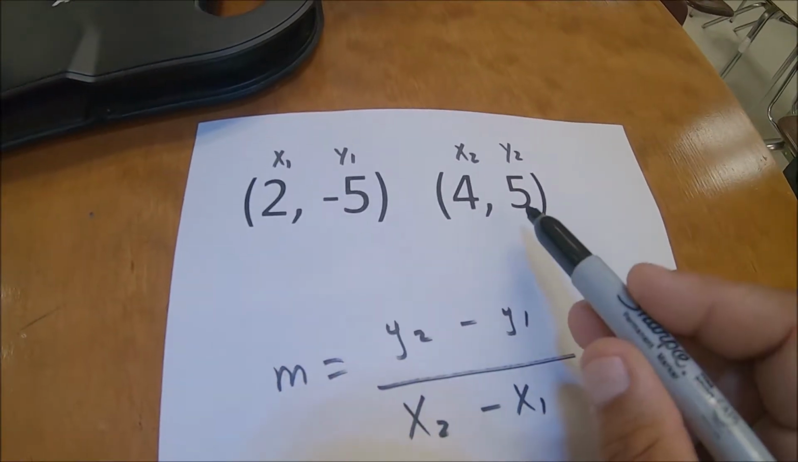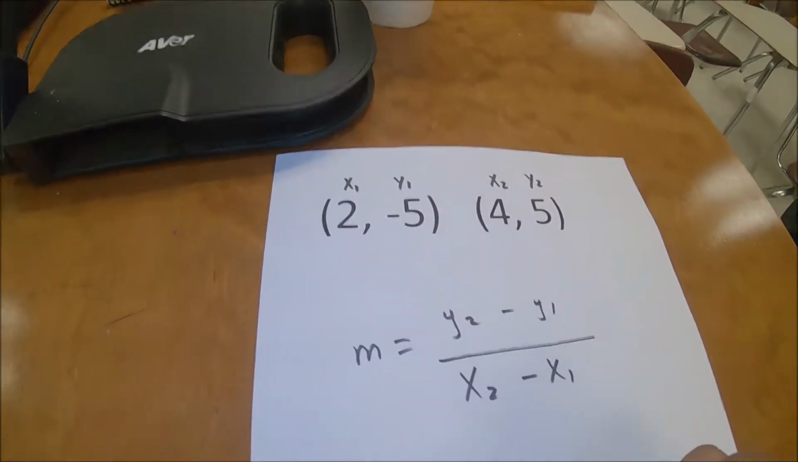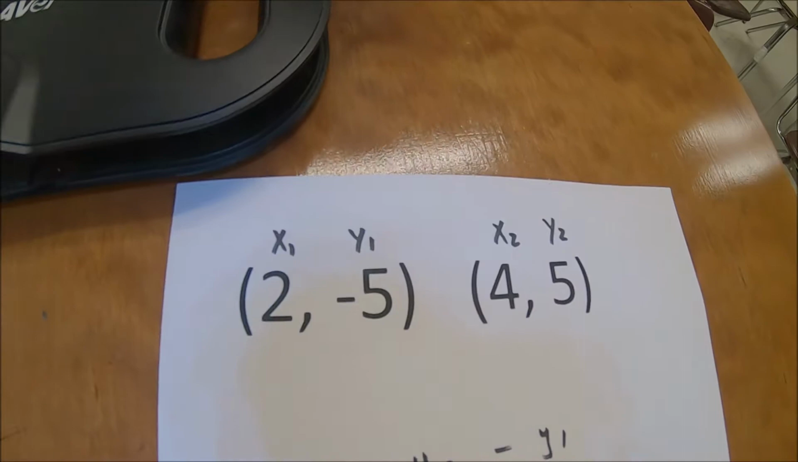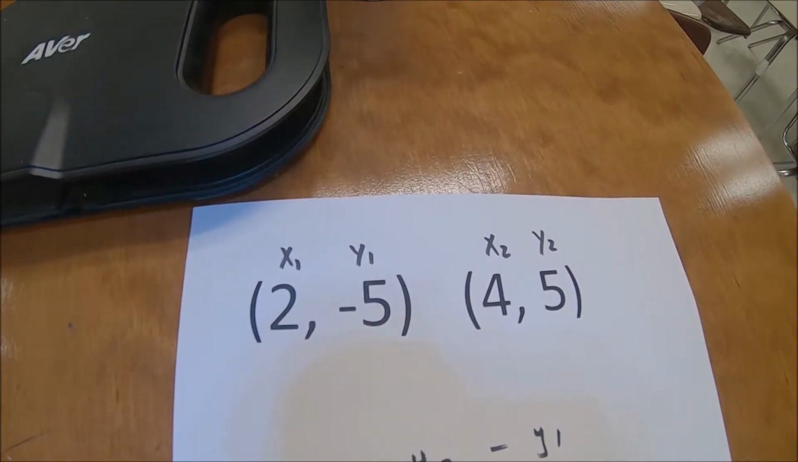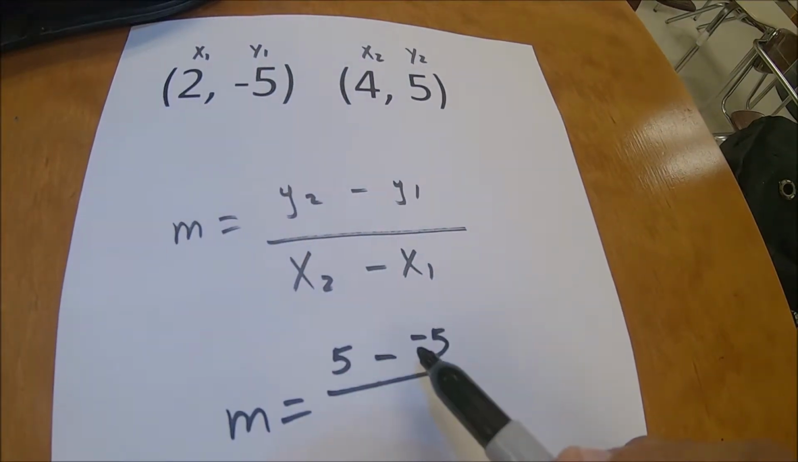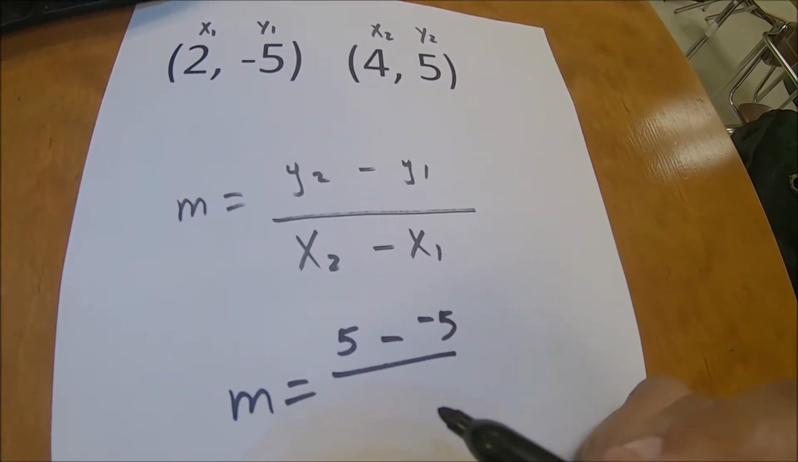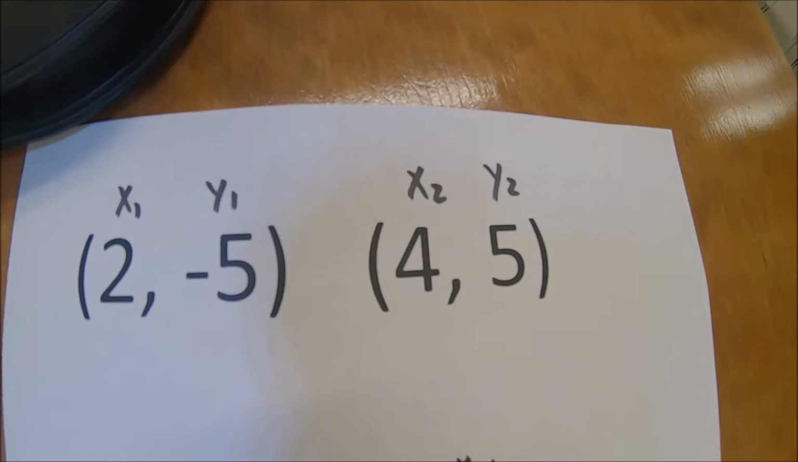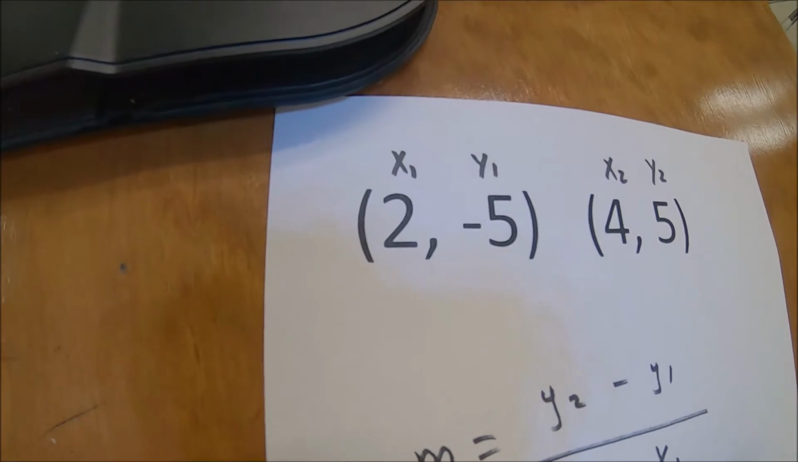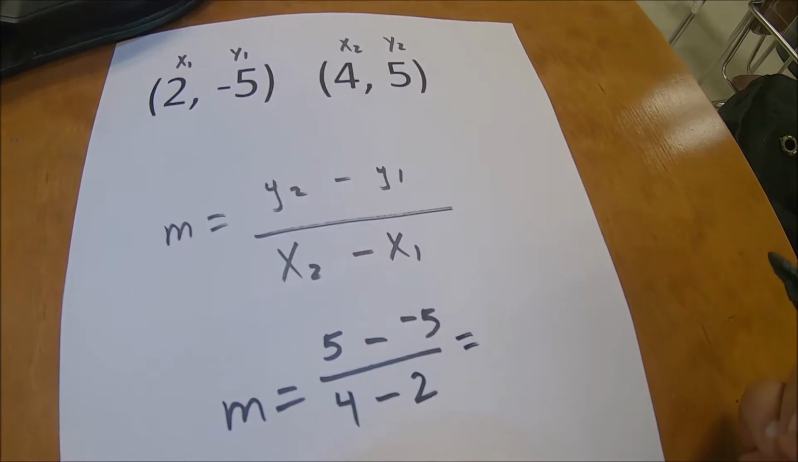In this case, my y2 value is a 5. So m equals, on top, 5 minus my y1, and in this case, my y1 value is negative 5. So y2 minus my y1. And then on the bottom, I'm going to have x2 minus x1. In this case, my x2 value is a 4, so 4 minus my x1 value, which is a 2, so 4 minus 2. Now, let's do some math.